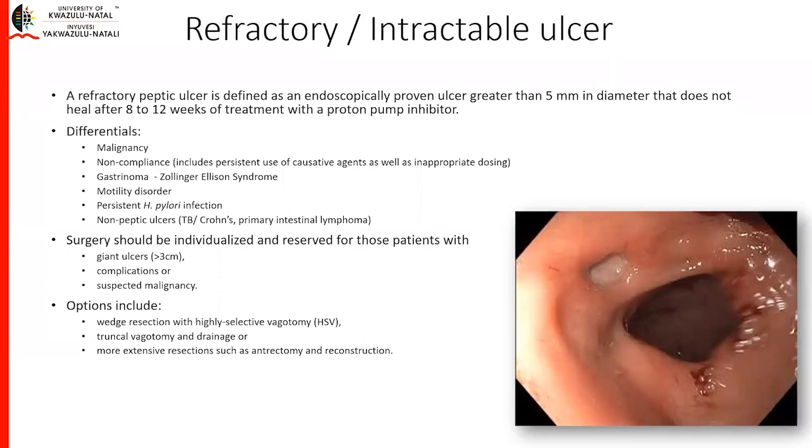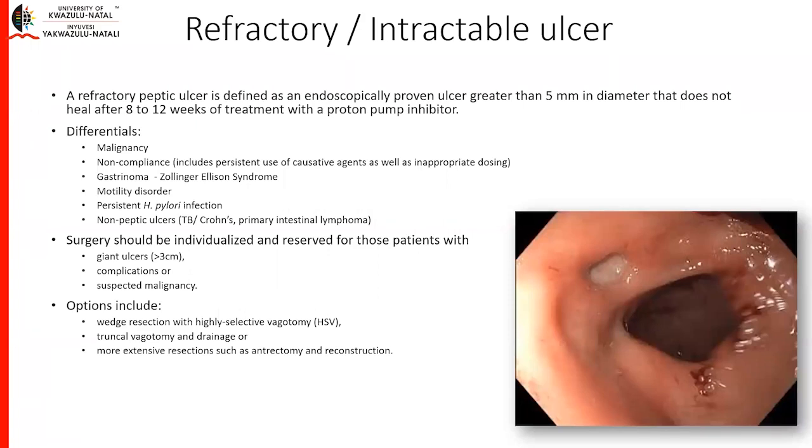If a patient is diagnosed with an ulcer, it is essential to repeat the endoscopy 6 to 8 weeks after the initial endoscopy to confirm healing. And if you repeat the endoscopy and you find that, in fact, the ulcer has not healed and still remains more than 5 millimeters in diameter, you would then call this a refractory or intractable ulcer. The differentials include malignancy, therefore multiple biopsies are required. It is possible that the patient is non-compliant, either they didn't complete their course of therapy or they are continuing with their bad habits of smoking, taking alcohol, and abusing non-steroidals.